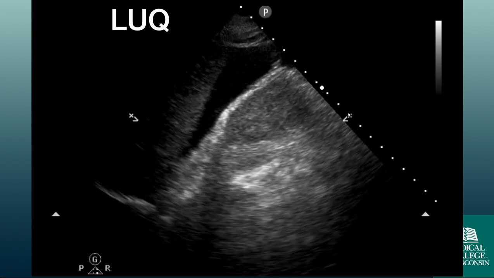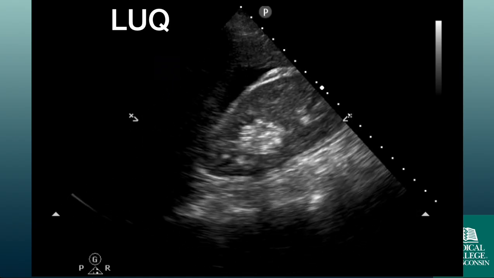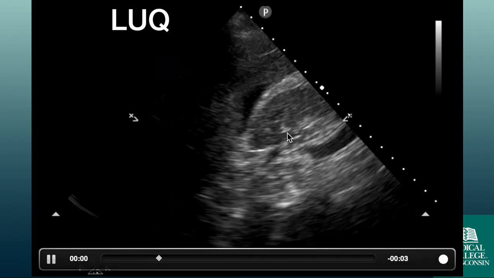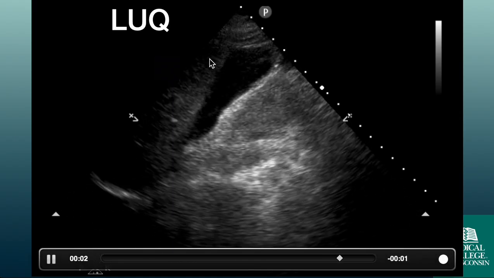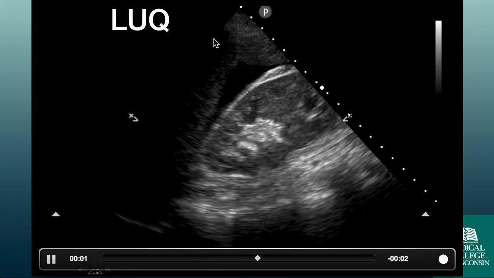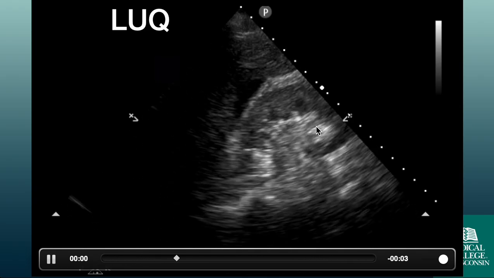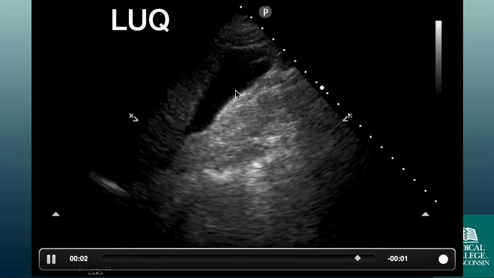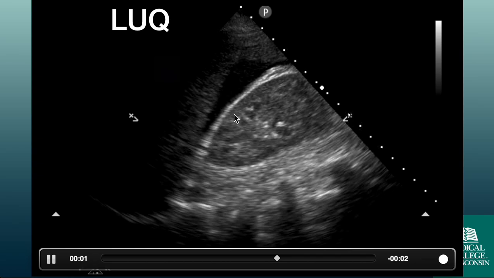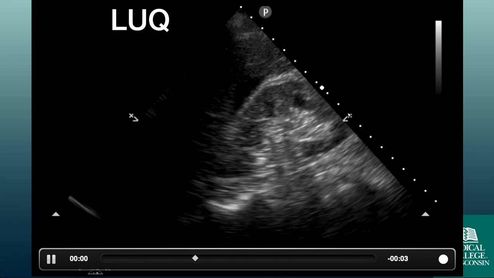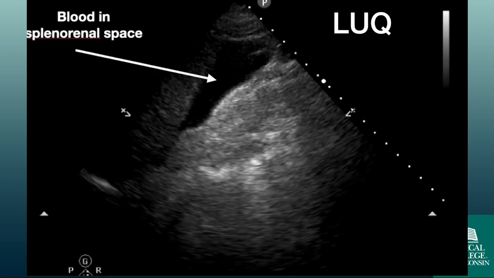Here's an example of what free fluid in the left upper quadrant can look like. Again, you see the spleen up to the top. It's a little bit covered by some shadowing and darkness from the ribs. You see the kidney off to the right, but you see this black anechoic stripe indicating free fluid in the splenorenal space. And here's a still for reference.